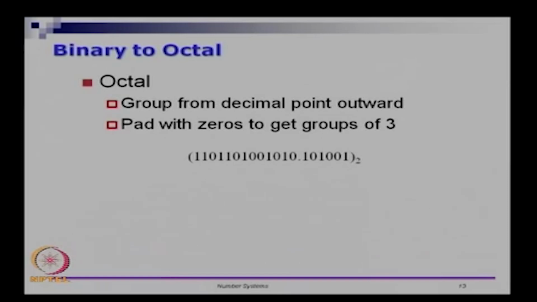So, binary to octal is as we did for binary to hexa, only that we group in terms of 3. So, you start from here and start grouping in terms of 3 to the left side and 3 to the right side, and once you group it you may have to do padding.